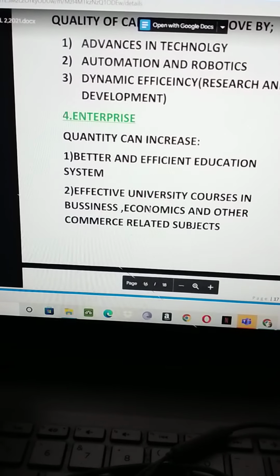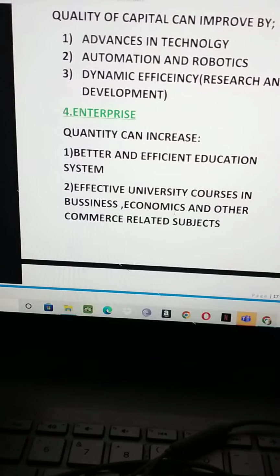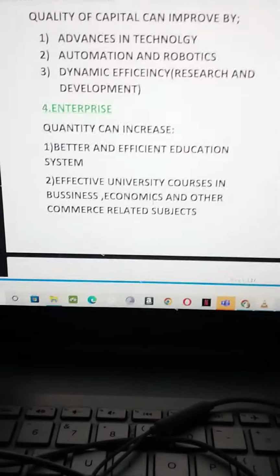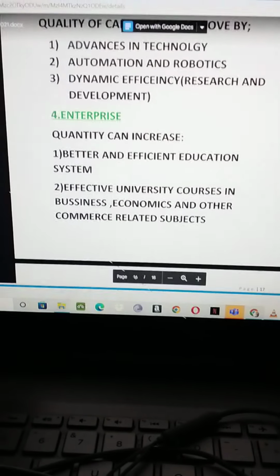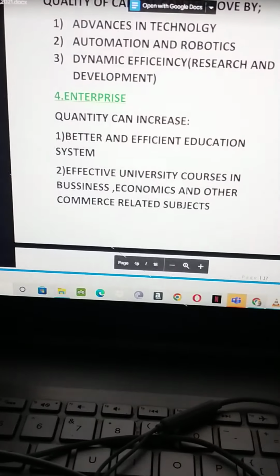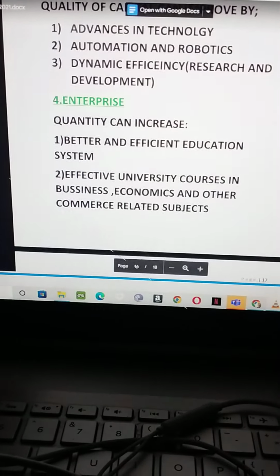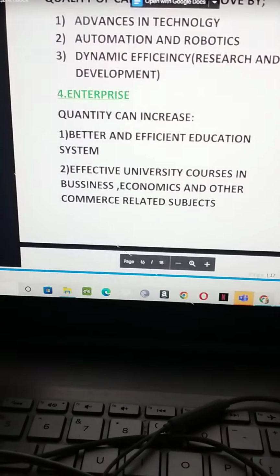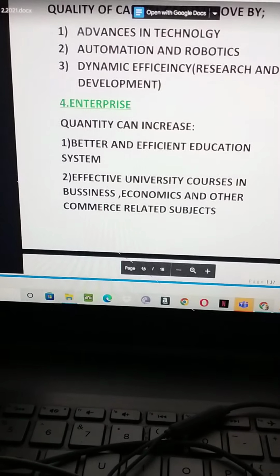Look at number 2, effective university courses in business, economics, and other commerce related subjects. So it means that this is a very valid point. Economics is one of the leading subjects of the future, because every country will be successful or a disaster or a failure on the basis of the economy. So the wars will be economic. It will not be that the wars will be fought in a battlefield now. No, it is all economics.